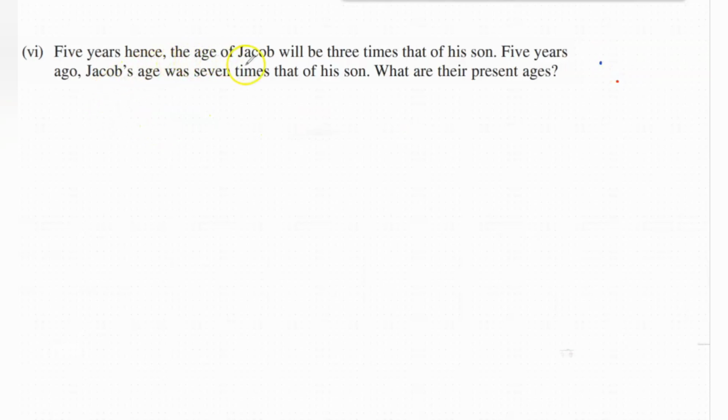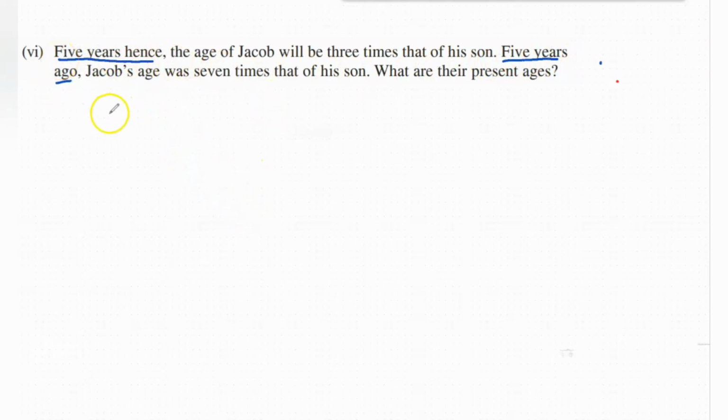5 years hence, the age of Jacob will be 3 times that of his son. 5 years ago, Jacob's age was 7 times that of his son. What are their present ages? So here two conditions are given, 5 years after and 5 years ago.